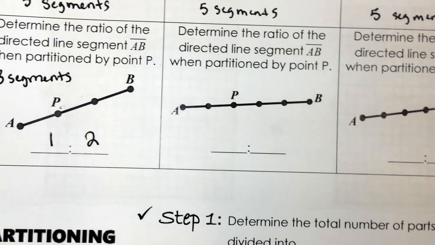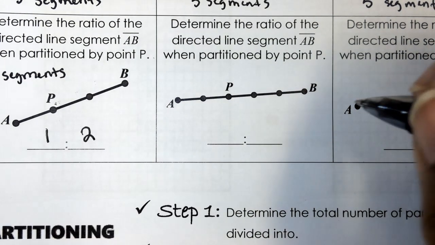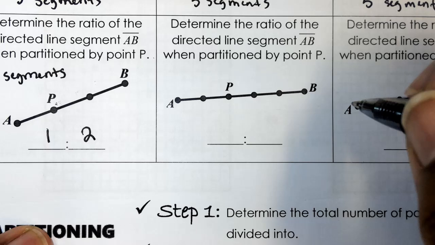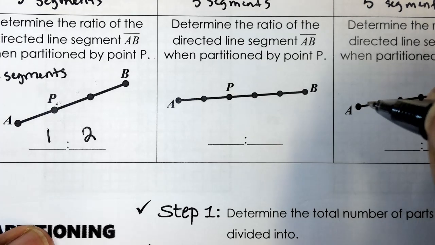Let's try again. Determine the ratio of the directed line segment AB when partitioned by point P. Nikita, this one. The gaps, man. Don't count the dots. It'll throw you off.